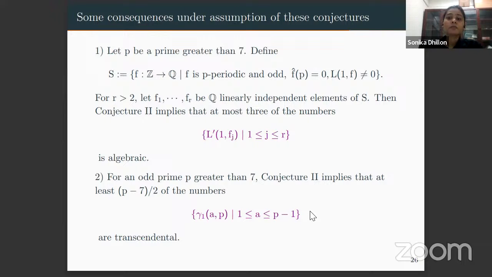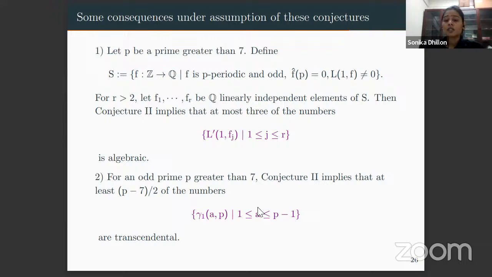And they assume that if the conjecture is true, and if you take f1 to fr to be Q-linearly independent, which satisfy these conditions, and f is an odd function, in fact, they have proved a result when L(1,f) is equal to 0 also, then in that case, if you consider this particular set, then out of this set, at most three elements can be algebraic, and hence the rest of them have to be transcendental. But this is under the assumption of conjecture 2, that means logarithm of gamma values are linearly independent over the field of algebraic numbers.